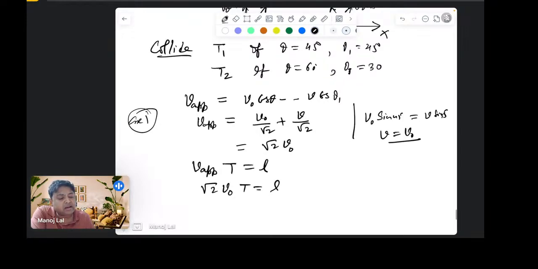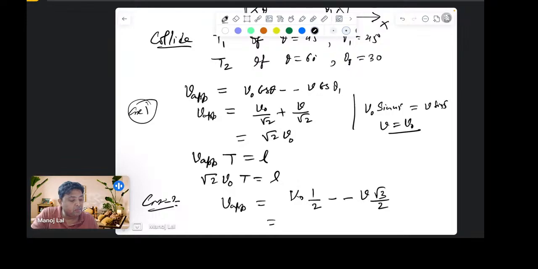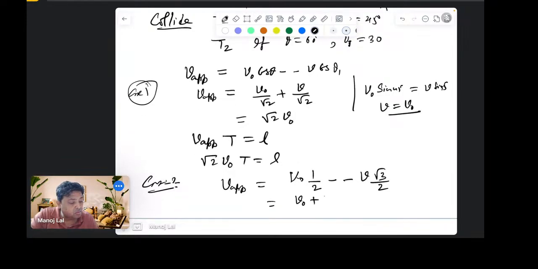And again the second one, case 2, what will apply? When the angle is 60 degree and 30 degree, the velocity of approach will be V naught cos 60. Cos 60 is 1 by 2, so V naught by 2, minus of minus V cos 30, that will be root 3 by 2. So the velocity of approach will be V naught plus root 3 V by 2.